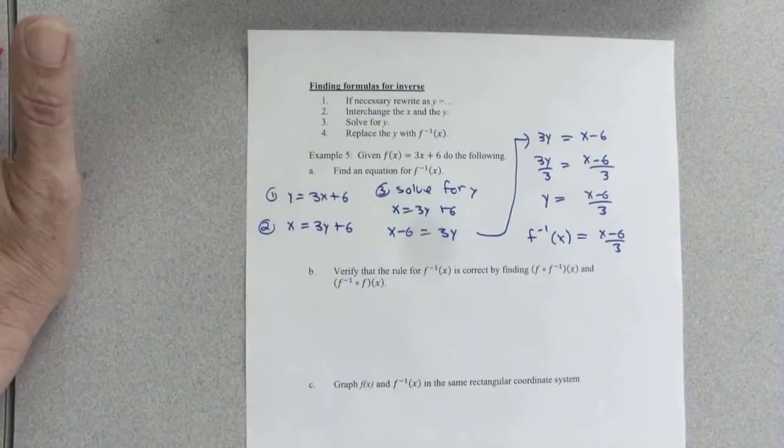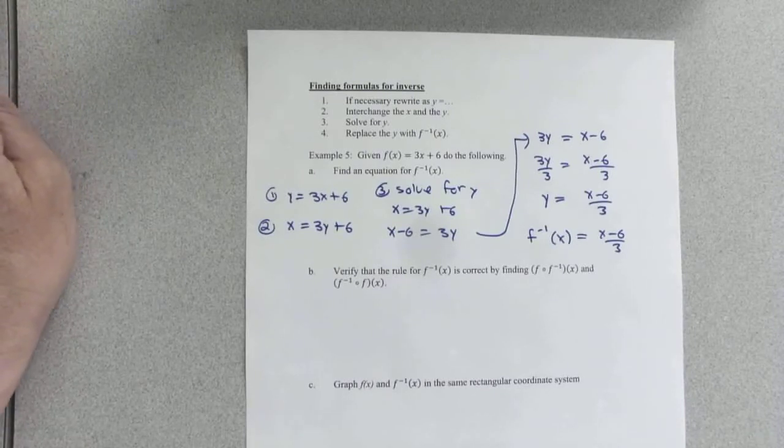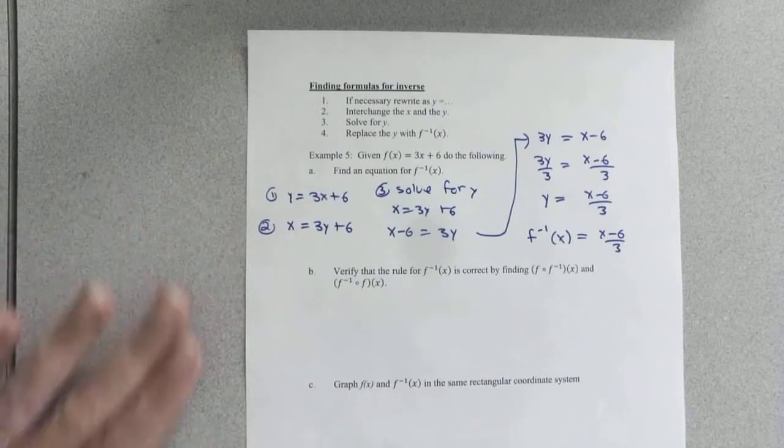The 3 and the 6 don't cancel. Remember, you only cancel in a fraction if you can cancel from all terms in the fraction. So there's my formula for the inverse.